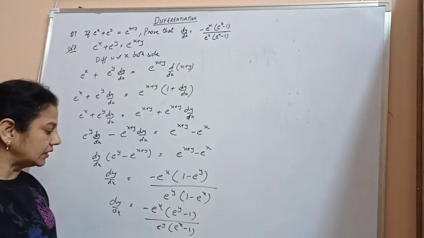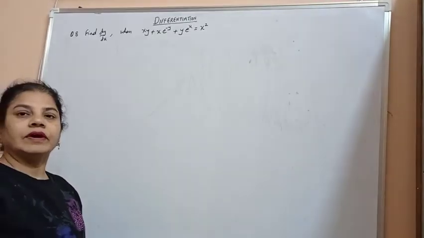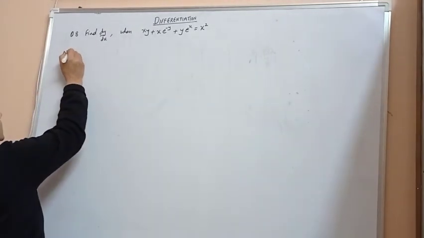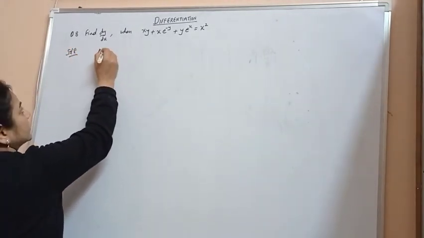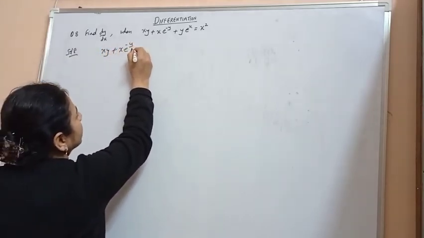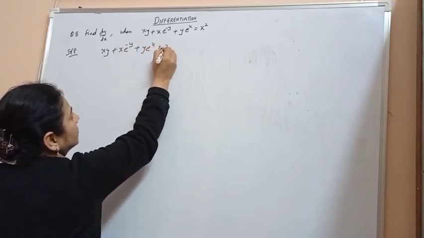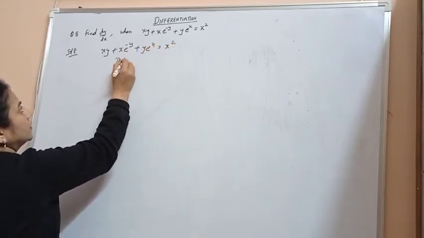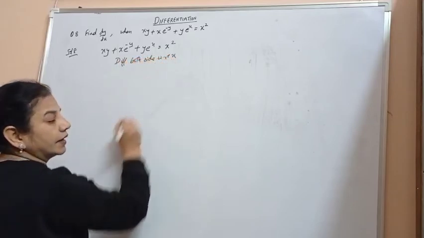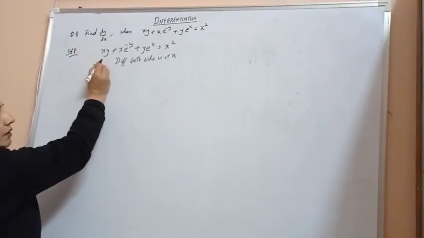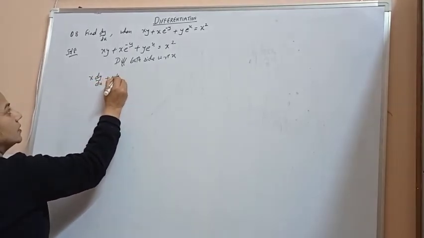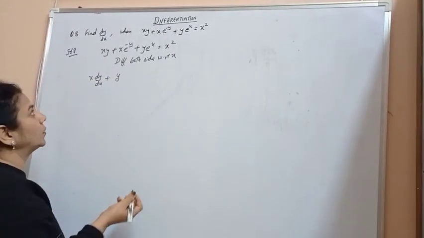When the derivative is taken, it is given in this form. Find the derivative of this given implicit function. In this function, xy plus x e to the power minus y plus y e to the power x is equal to x square. Now differentiate both sides with respect to x. So we have here, I apply the product rule. First function into derivative of second function plus second function into derivative of first function, and derivative of x is 1.